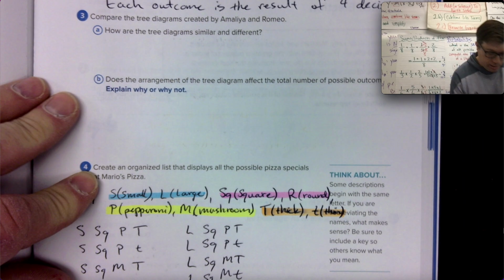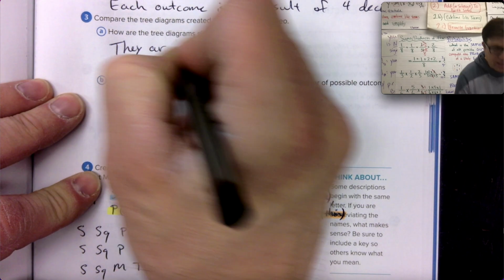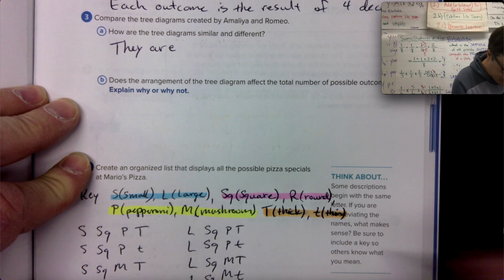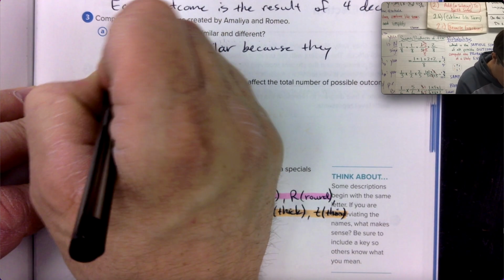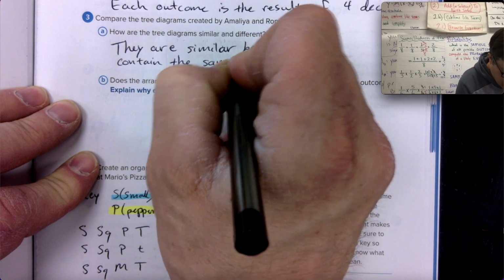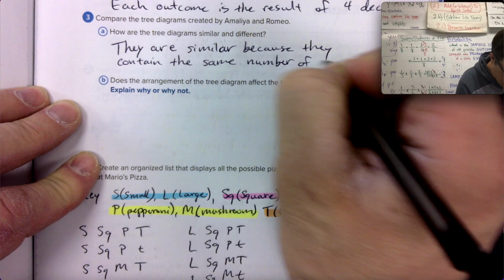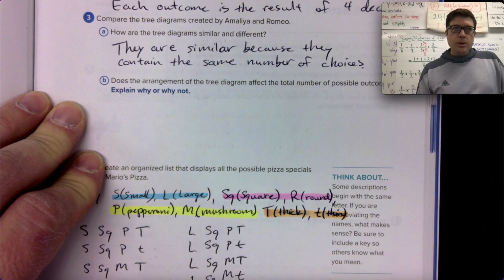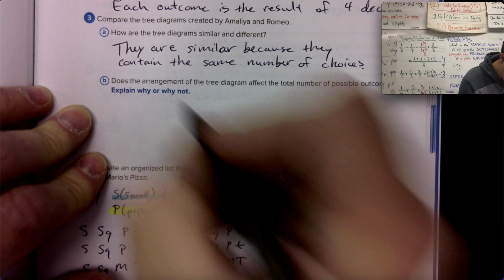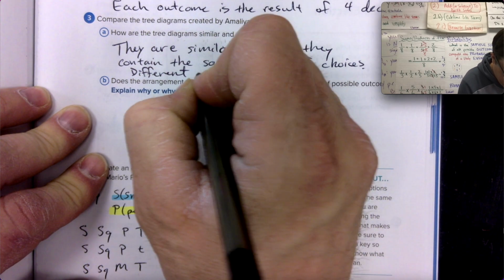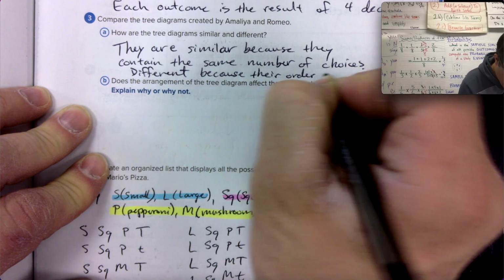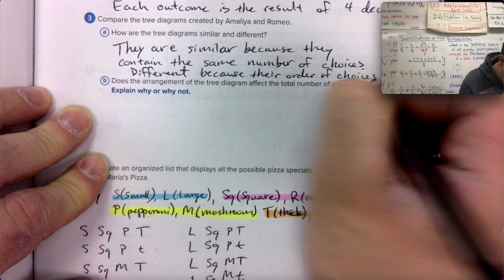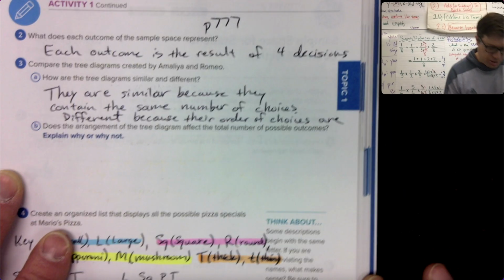So if we compare the tree diagrams created by both of them, well, they're similar because they contain the same number of choices. But they're different because they don't contain them in the same order. Different because their orders of choices are not the same. They're like switched around. Their order of choices are switched.